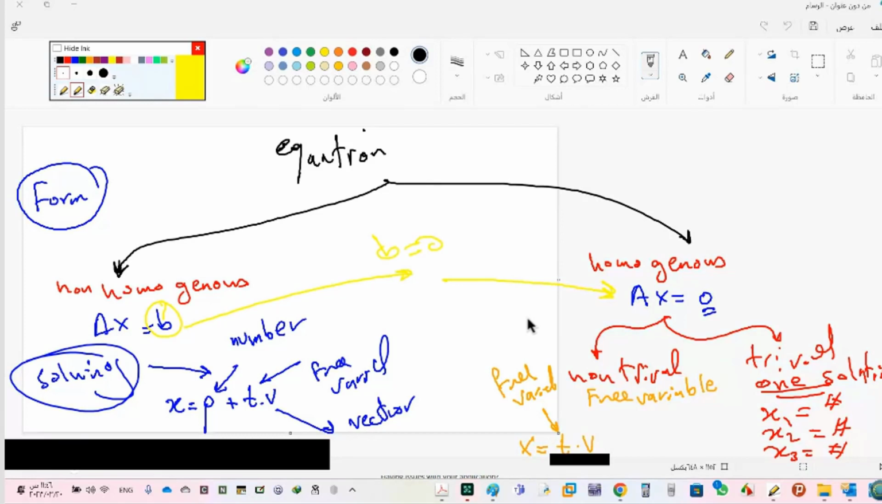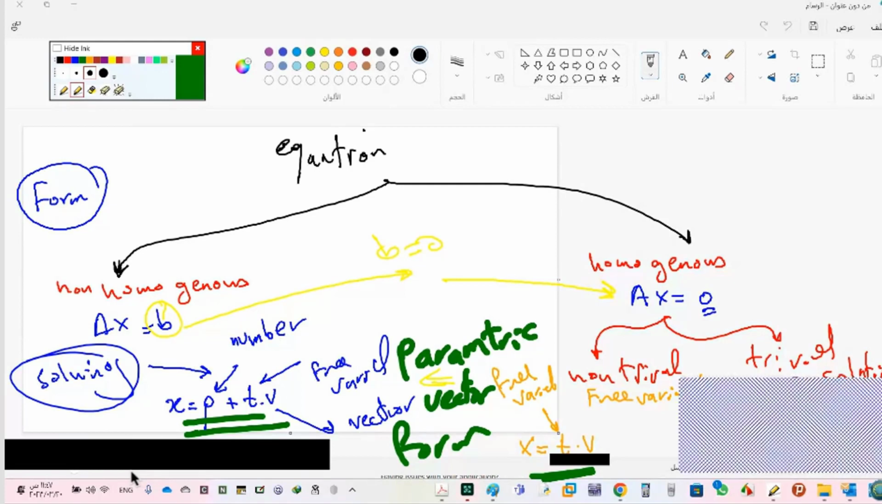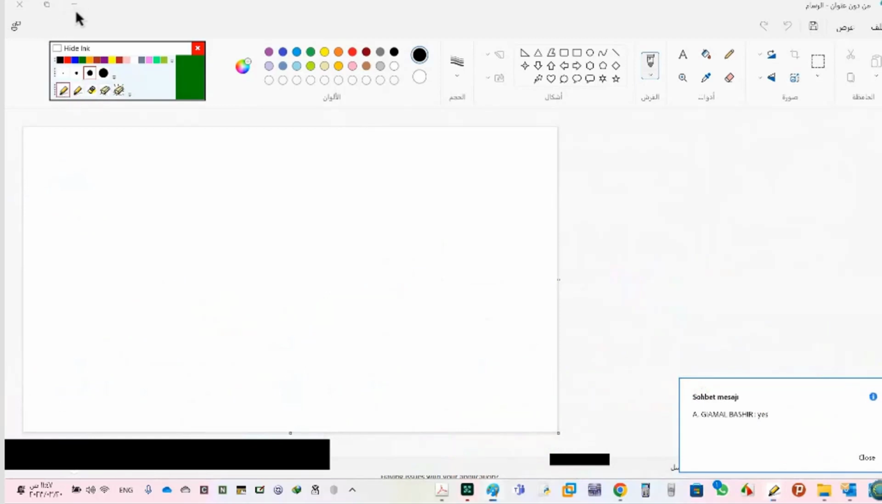It's easy, got it? This form, by the way, is called parametric vector form, the green one, the parametric vector form for the answer. Should we solve one example about this and read the question inside your book? Yeah, sure. We start with this example.